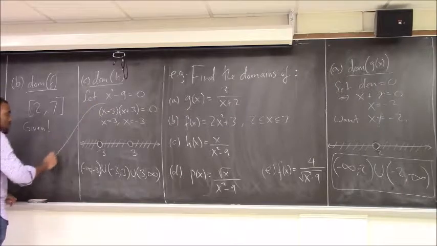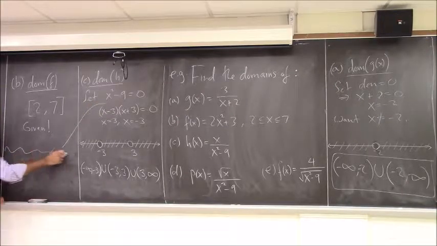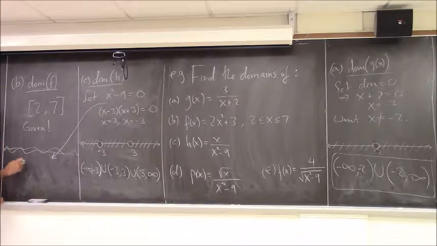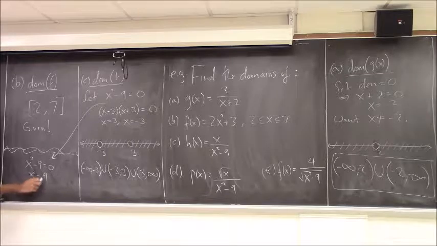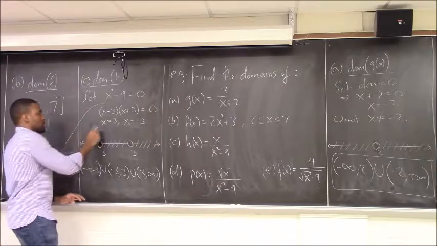It's worthy to note that there are other ways to solve this. You could have had x squared minus 9 equals 0, add 9 to both sides, and then take the square root of both sides, and you get x equals plus or minus the square root of 9, which is plus or minus 3. However, this is the preferred method.